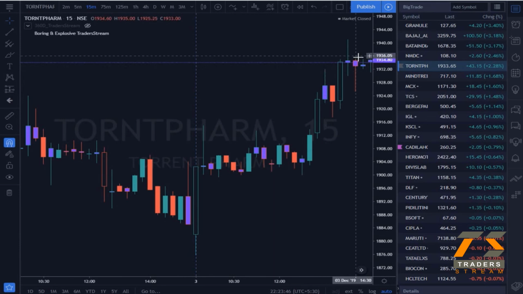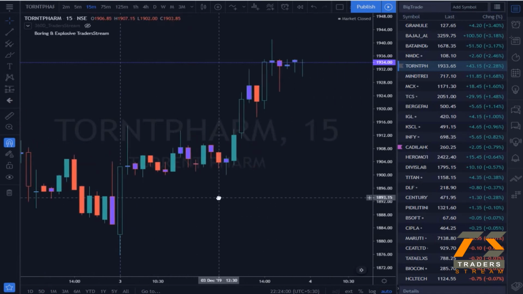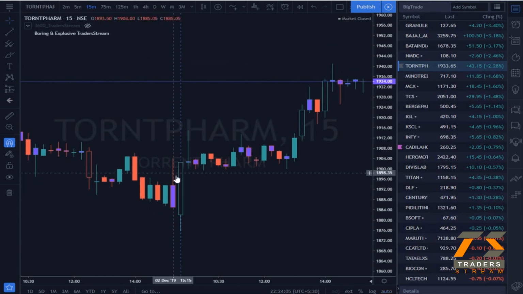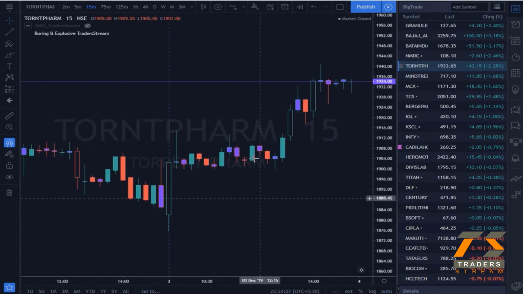Do not hold for an overnight position, because we don't know what will happen the next day if the stock gaps down or gaps up. So that's not in our control. What is in our control is to look at the statistics, look at the data, enter the trade and exit before 3:15. So that's the standard trading strategy, which you can follow to make consistent profit.